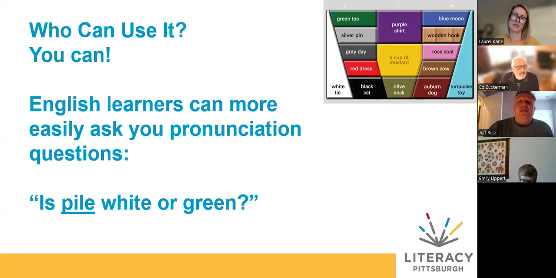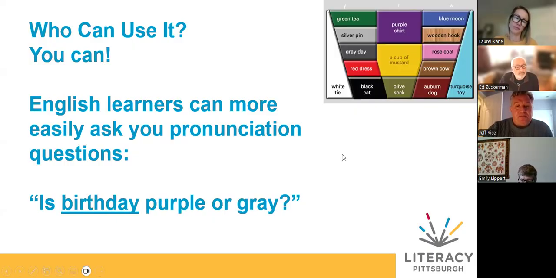Okay, so if students aren't sure, it's a way that they can ask you. Also, you can give them the link that I put in the chat to the interactive one so they can practice on their own at home, just clicking on it on their laptop or smartphone. Another example is birthday, purple or gray. Here the question is about the emphasis, right? Because birth, purple shirt; birth, gray day.